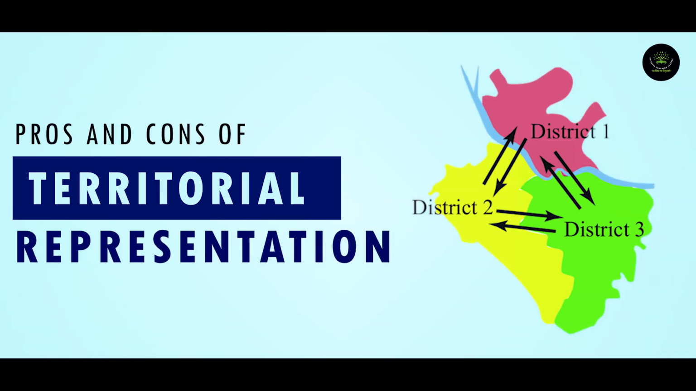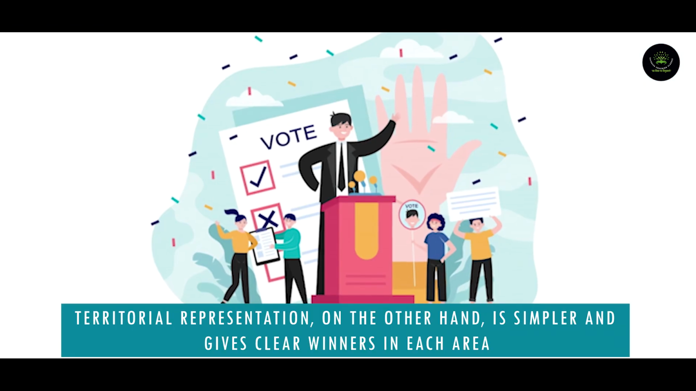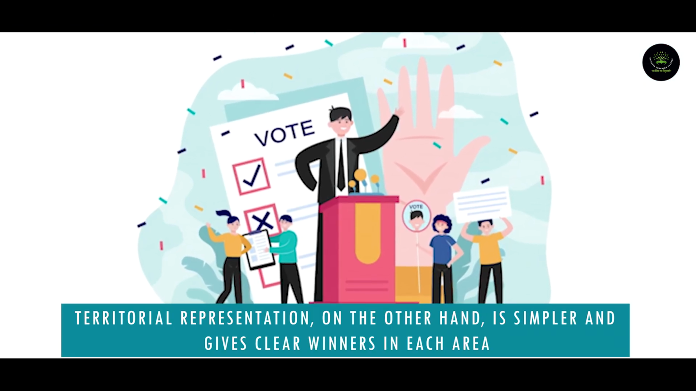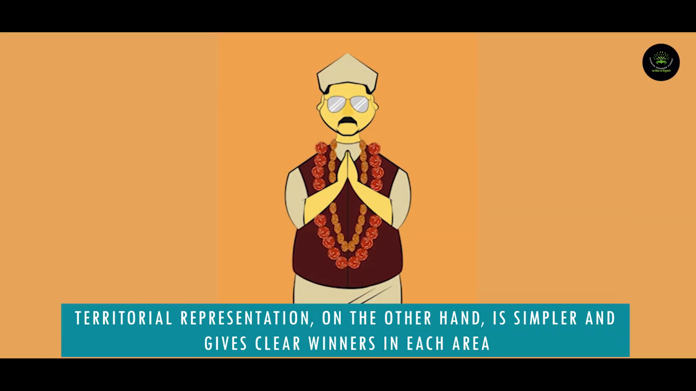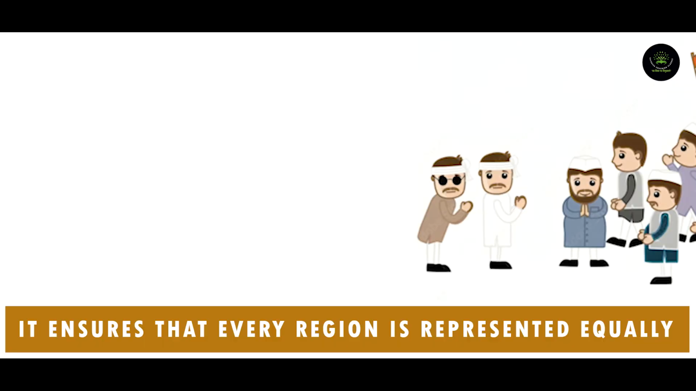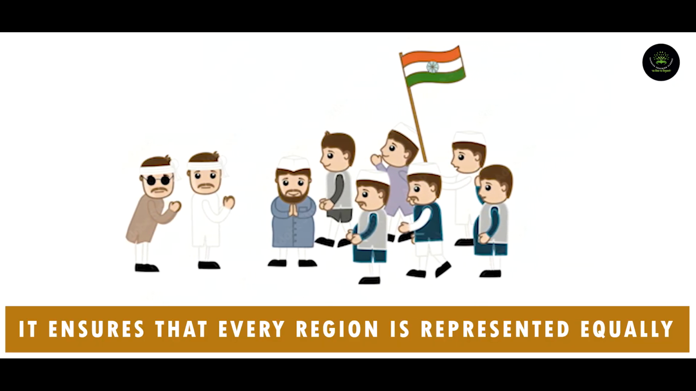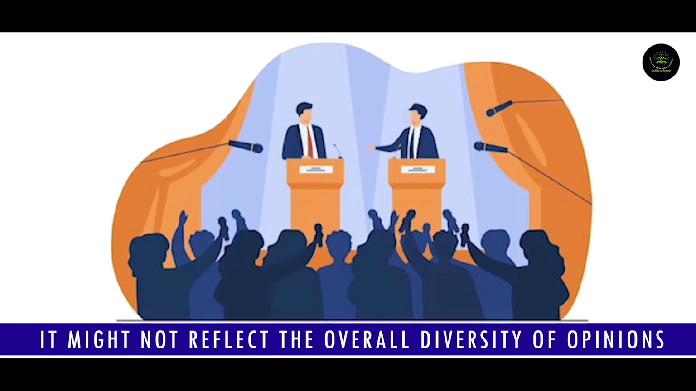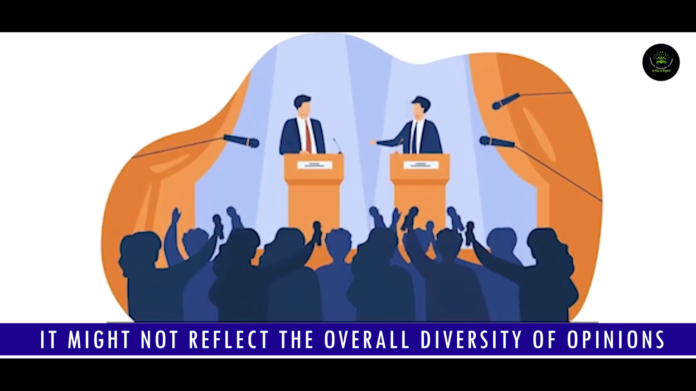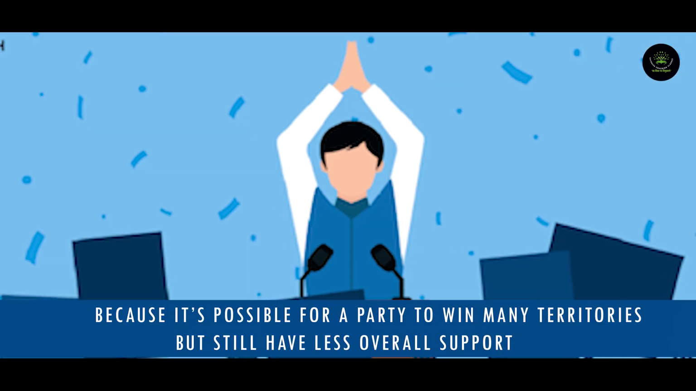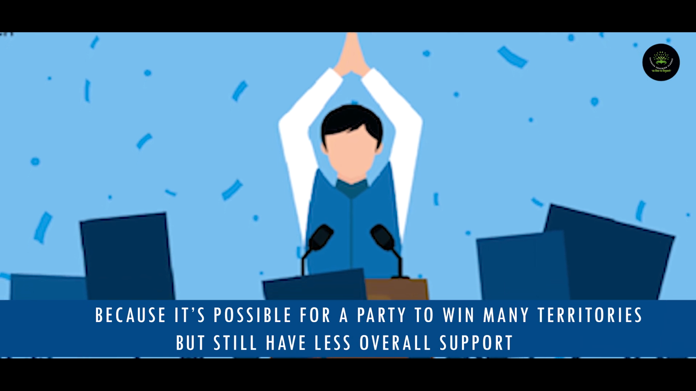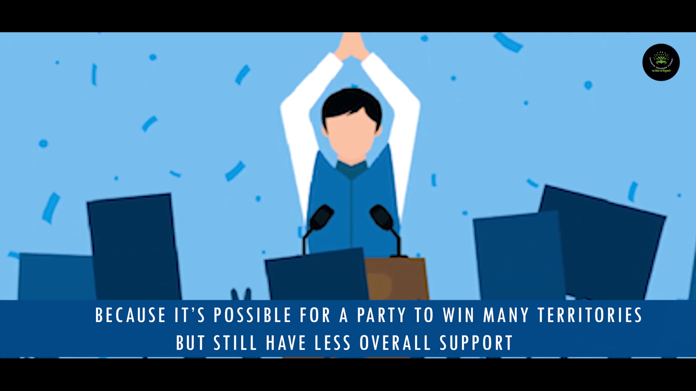Pros and cons of territorial representation. Territorial representation, on the other hand, is simpler and gives clear winners in each area. It ensures that every region is represented equally. However, it might not reflect the overall diversity of opinions because it's possible for a party to win many territories but still have less overall support.